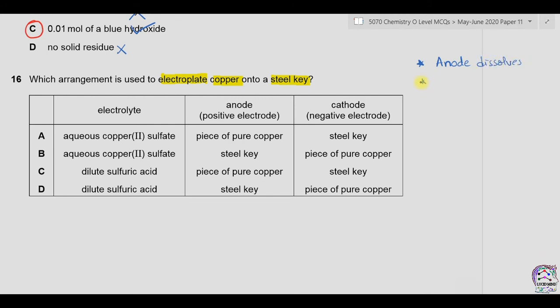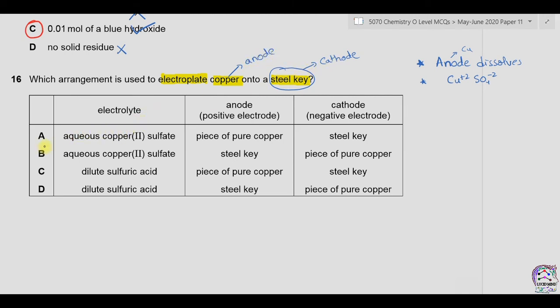Second point is that the solution must be similar to that of the anode. For example, if the anode is made up of copper, then the solution must contain soluble copper ions, such as copper sulfate. Third, the substance that needs to be electroplated, for example this key, must be made the cathode. So we have copper as anode and key as cathode.